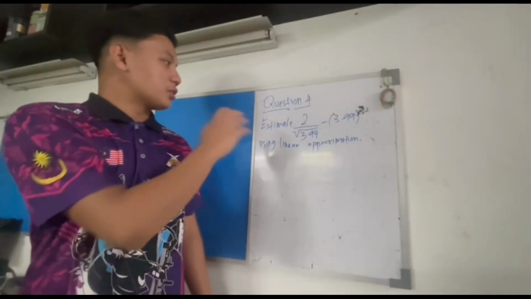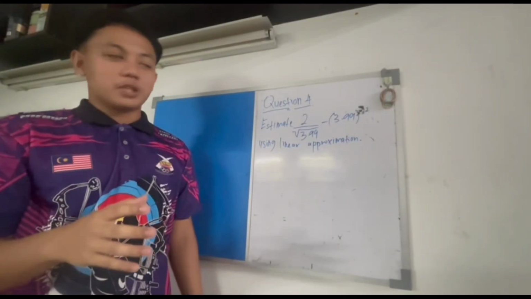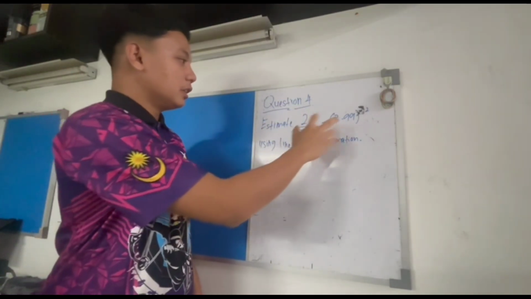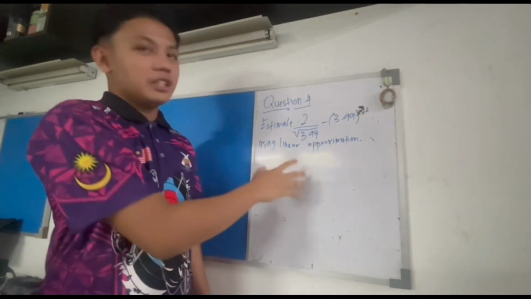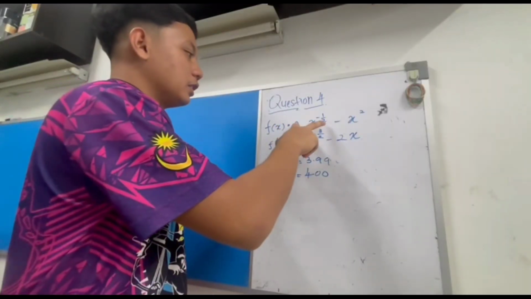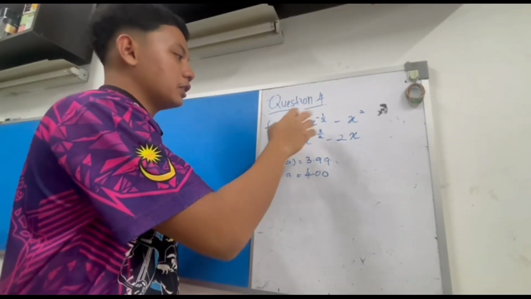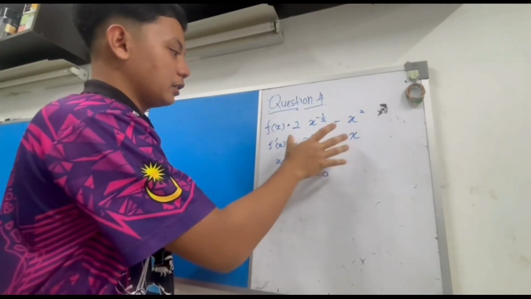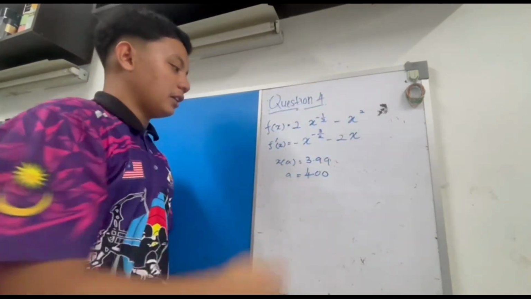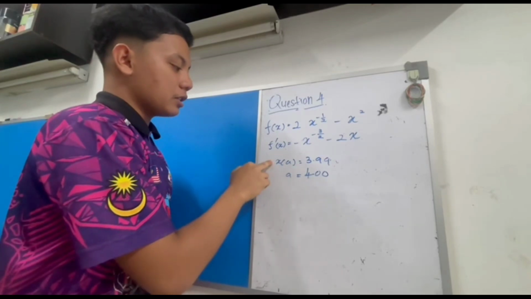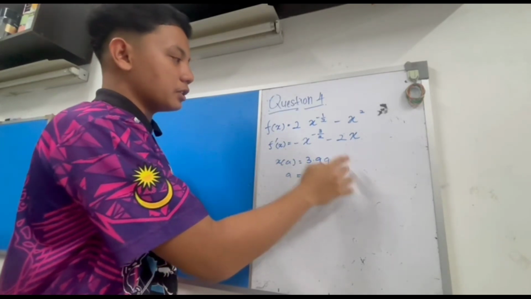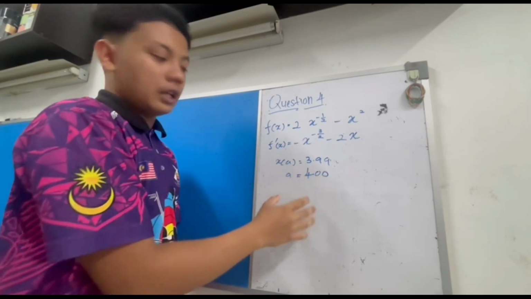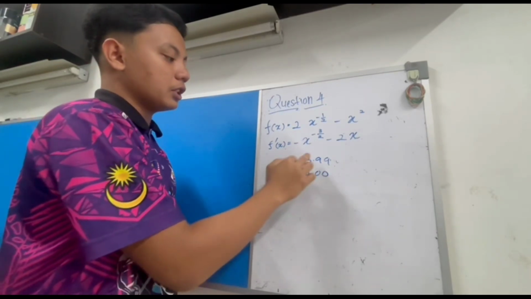That's all. For the last question, I am going to explain how to solve question 4, to estimate this question using linear approximation. From the equation, we have to turn the number into variable x, and we proceed and state x as the value 3.99, the constant number, and a is 4 as the closer number to 3.99.